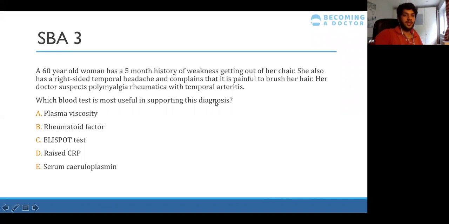A 60-year-old woman has a 5-month history of weakness getting out of her chair. She also has a right-sided temporal headache and complains that it's painful to brush her hair. Her doctor suspects polymyalgia rheumatica with temporal arteritis. Which blood test is important in supporting the diagnosis? One thing I didn't mention when we were talking about giant cell arteritis is that it's often in combination with PMR, which is another inflammatory condition that affects the shoulder girdle and pelvic girdle as well. You get weakness.